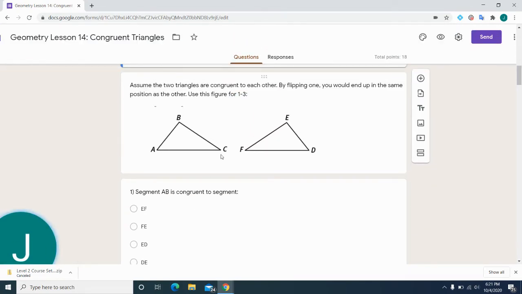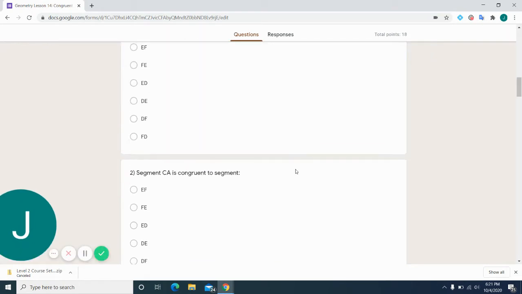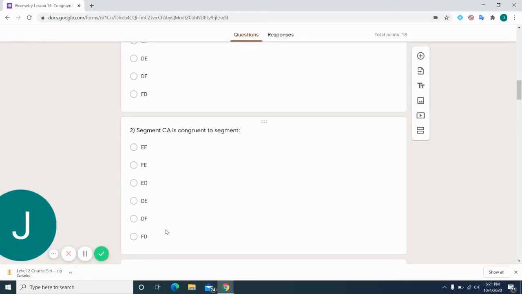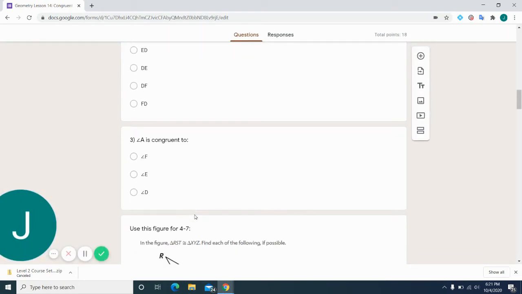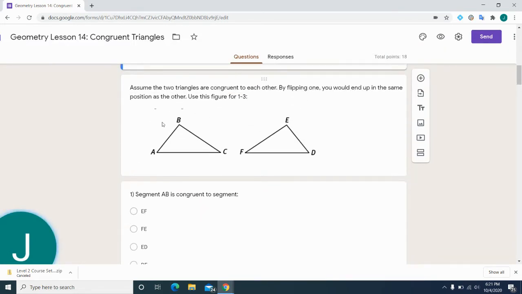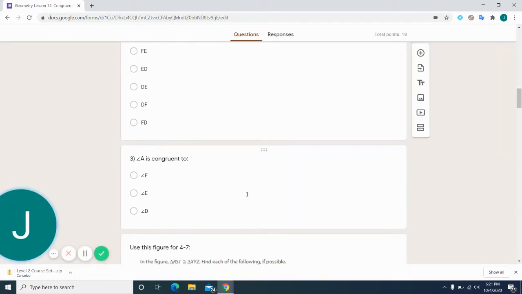CA is congruent to what? So CA, we're going from the bottom of the long end. Bottom of the long end would be F, over to the bottom of the short end. Bottom of the short end is D. So CA is the same as FD. Angle A is congruent to what? Angle A is the angle at the bottom of the short end. Angle D, bottom of the short end. So angle A is congruent to angle D.